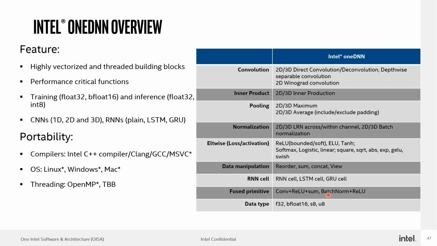oneDNN is very compatible with multiple compilers, including the Intel C++ compiler, Clang, GCC, or MSVC. And it also works on operating systems like Windows, Linux, and macOS. By default, it uses OpenMP as the threading library. Also, it can use TBB as the threading library.